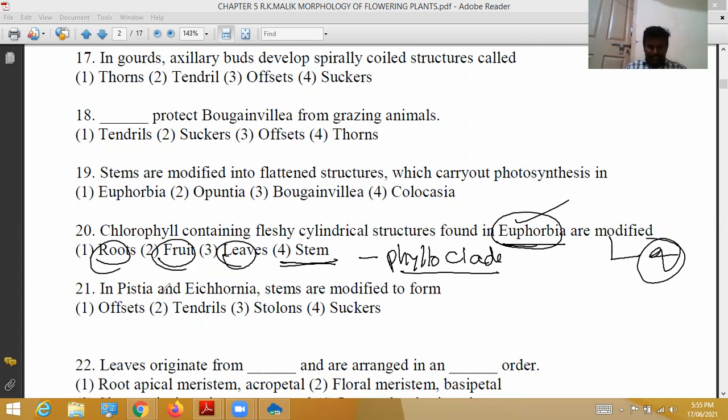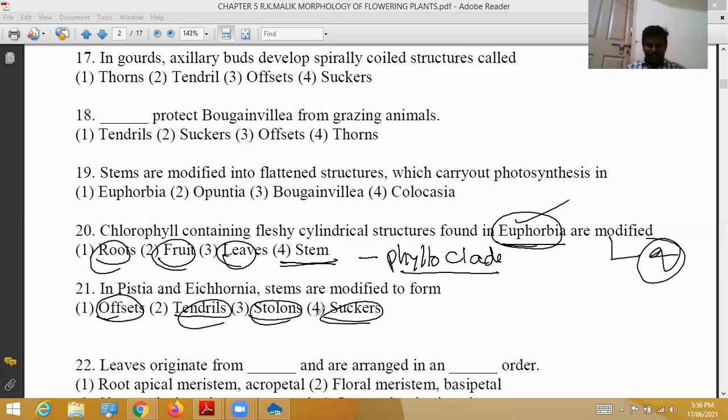Next, in Pistia and Eichhornia, the stems are modified to form offsets. Offset is a modified stem. It stores the food materials. Actually, in Pistia and Eichhornia, tendrils are absent, stolons are absent, suckers are absent.